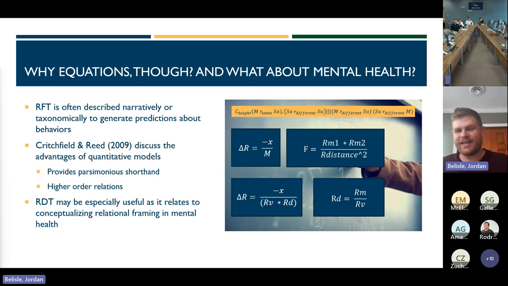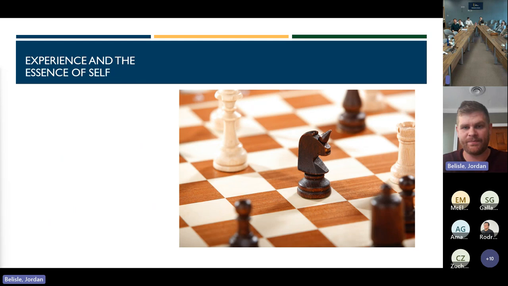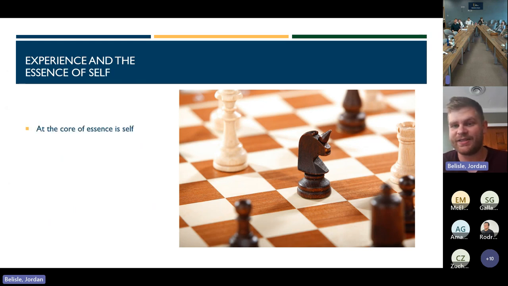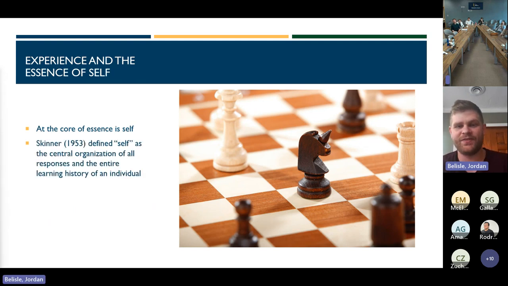Also, if we want to get to how networks evolve quantitatively and not just narratively, then we need units to start to build network analyses. In this case, volumetric mass density could provide us with a starting point. And at its core, the essence of all experiences may be self. Skinner defines self as the central organization of all responses and the entire learning history of an individual. In ACT, self is fundamental to interventions across a myriad of psychological challenges.